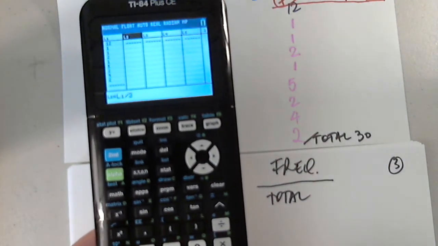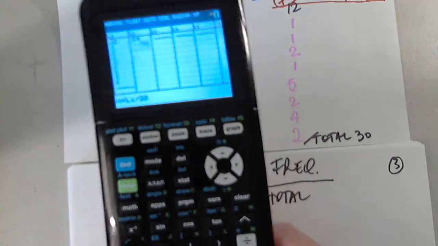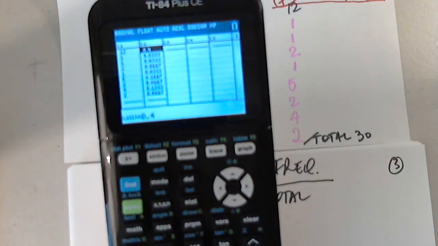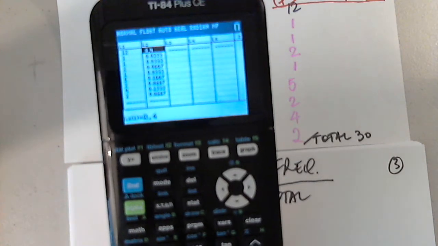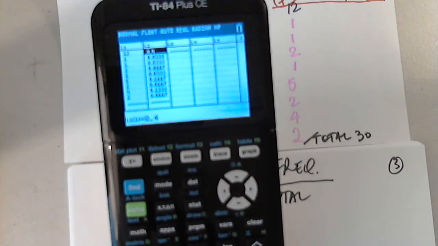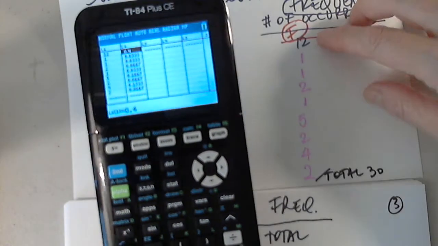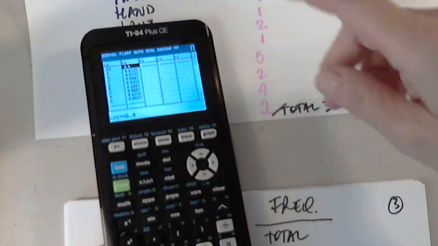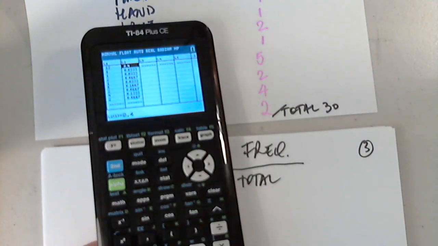30. Very good. Divide by 30. Press enter, and we will get the relative frequency in one stop. With one click, everything is there. Now, remember when I added all these to make sure that the total is 30, because that's what they were telling us in the example.